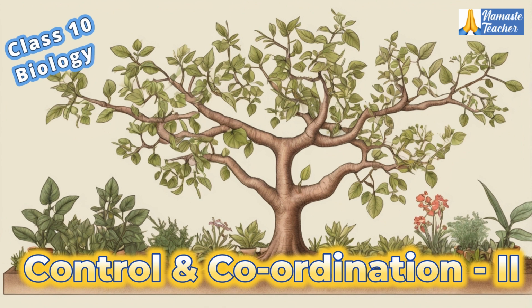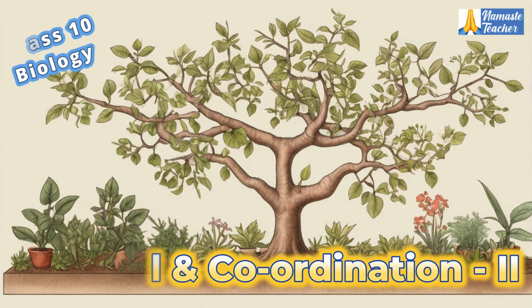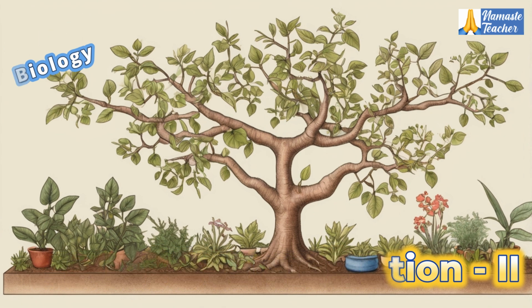In this video, we'll explore the fascinating topic of control and coordination in both plants and animals. Learn how plants respond to environmental stimuli like light and gravity through tropisms and the role of hormones in these processes. We'll also delve into the endocrine system in animals, understanding how hormones regulate essential functions like growth and metabolism. Join us on this educational journey to discover the incredible ways living organisms maintain balance and adapt to their surroundings.